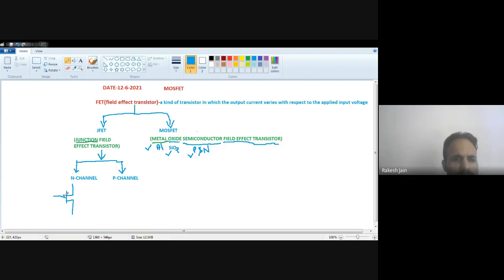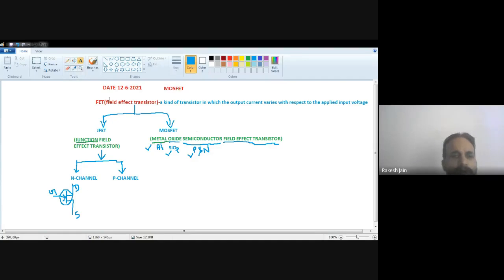If the arrow is towards the inside direction, then the upper terminal is known as the drain terminal, the lower terminal is known as the source terminal, and the middle terminal is known as the gate terminal. And this is the symbol of an N channel JFET.